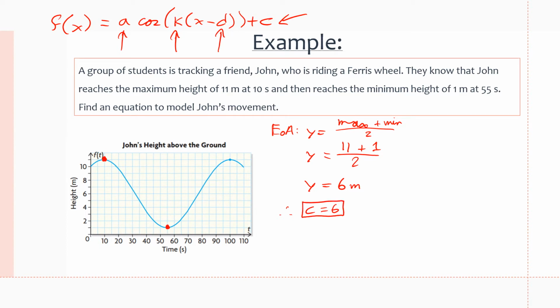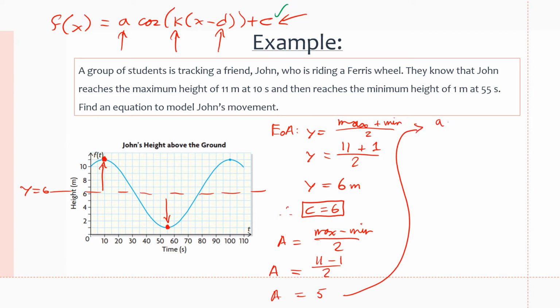Okay, now that we found c, let's try to find a, and let's draw in our equation of the axis first so we know where it is: y equals 6. Next we can find the amplitude. Our amplitude is half the distance between the max and min, or half the distance going from the equation of the axis to a trough or to a peak. So let's just calculate it using our equation of max minus min all over 2, which is 11 minus 1 over 2. So our amplitude is equal to 11 minus 1, which is 10, divided by 2 is 5. So our a value is just going to be 5.